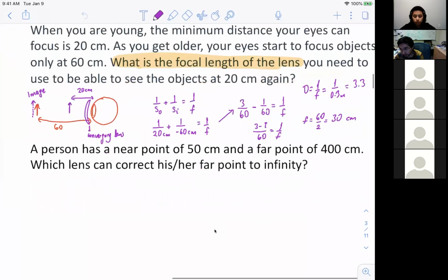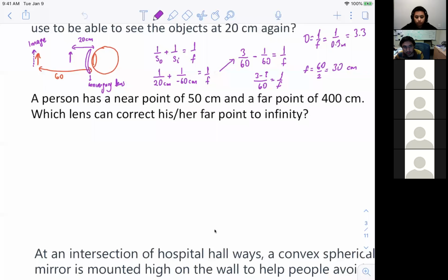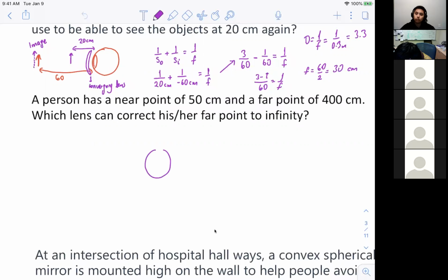Okay, so I'm moving to another question. A person has a near point of 50 centimeters and a far point of 400 centimeters. Which lens can correct his far point to infinity? So what's happening here, you have an eye and the lens, it can focus well between 50 centimeters and 400 centimeters, right?